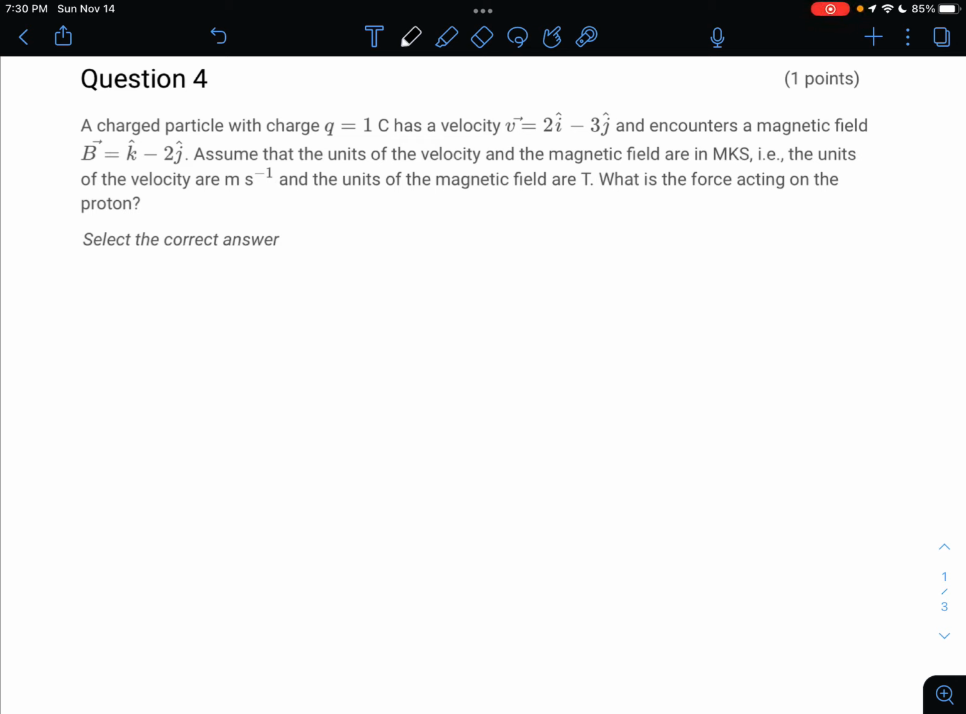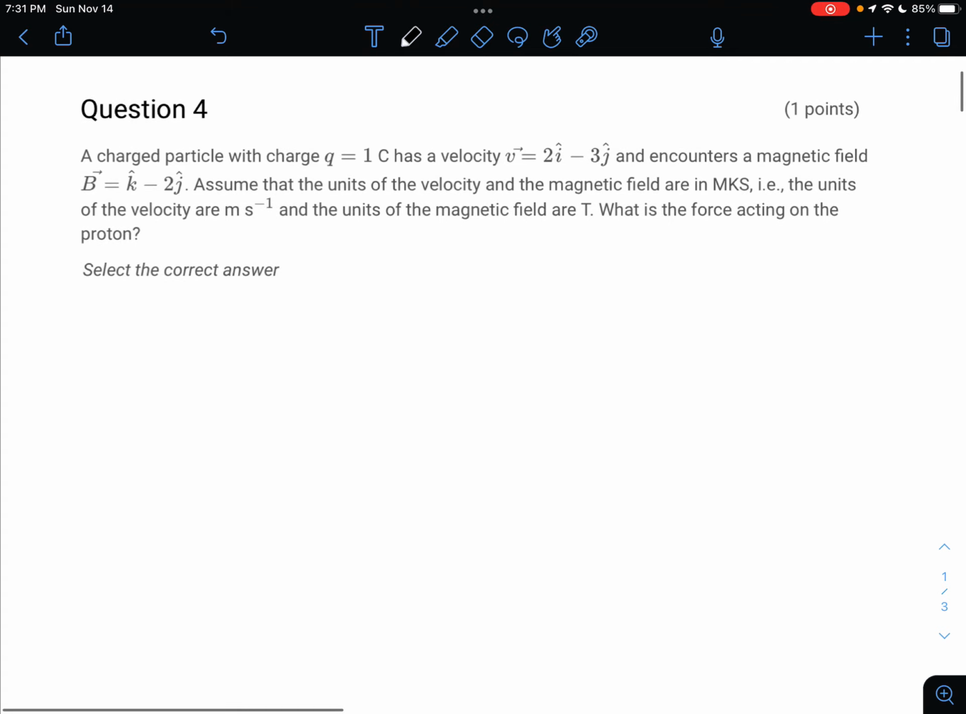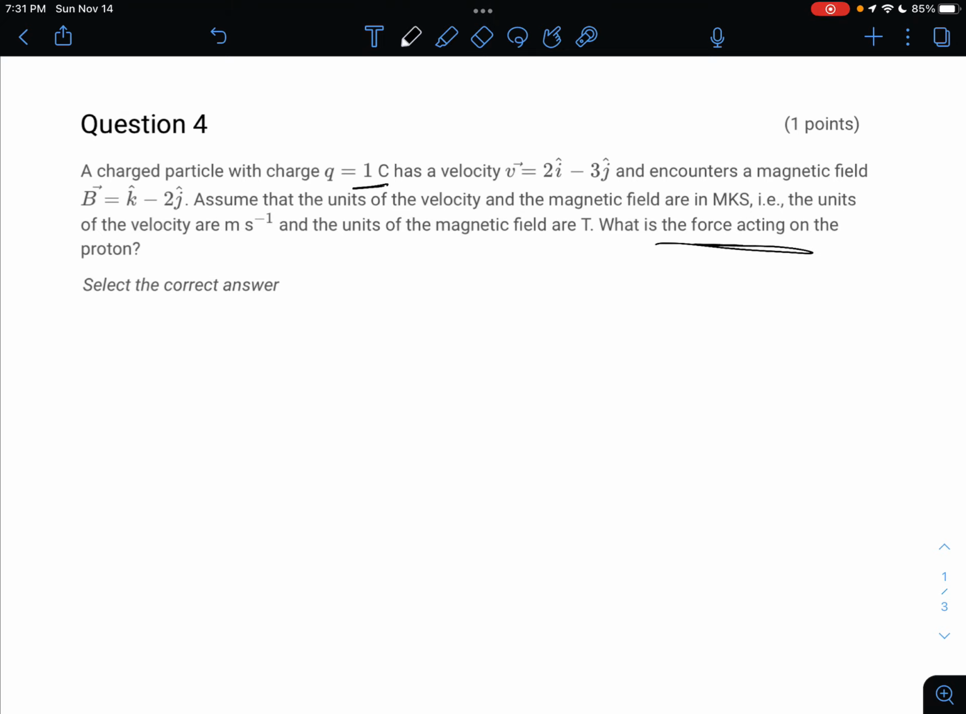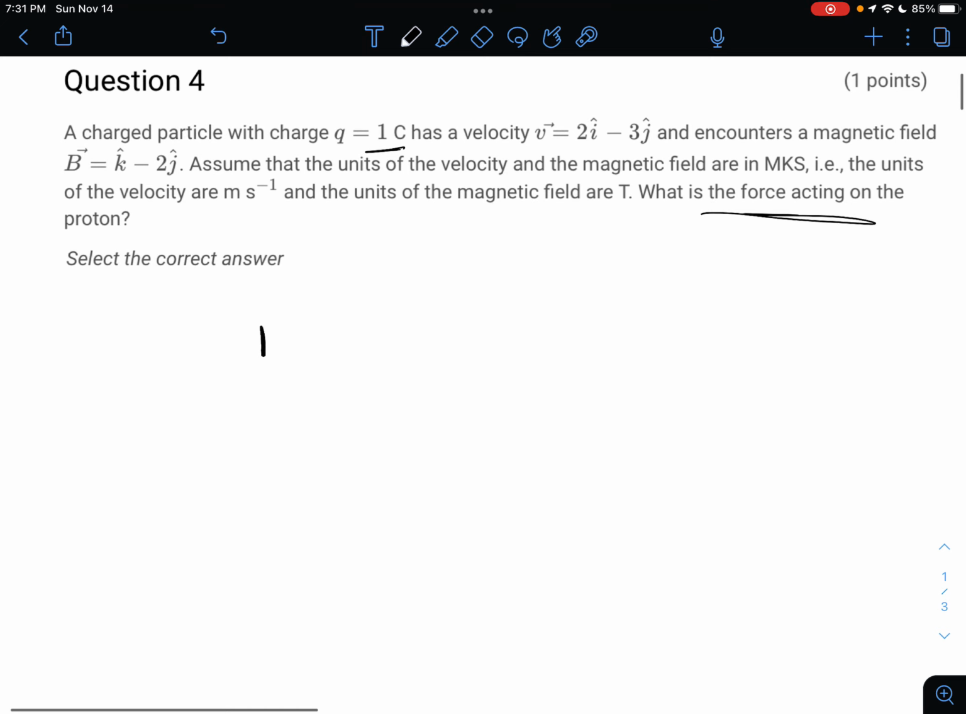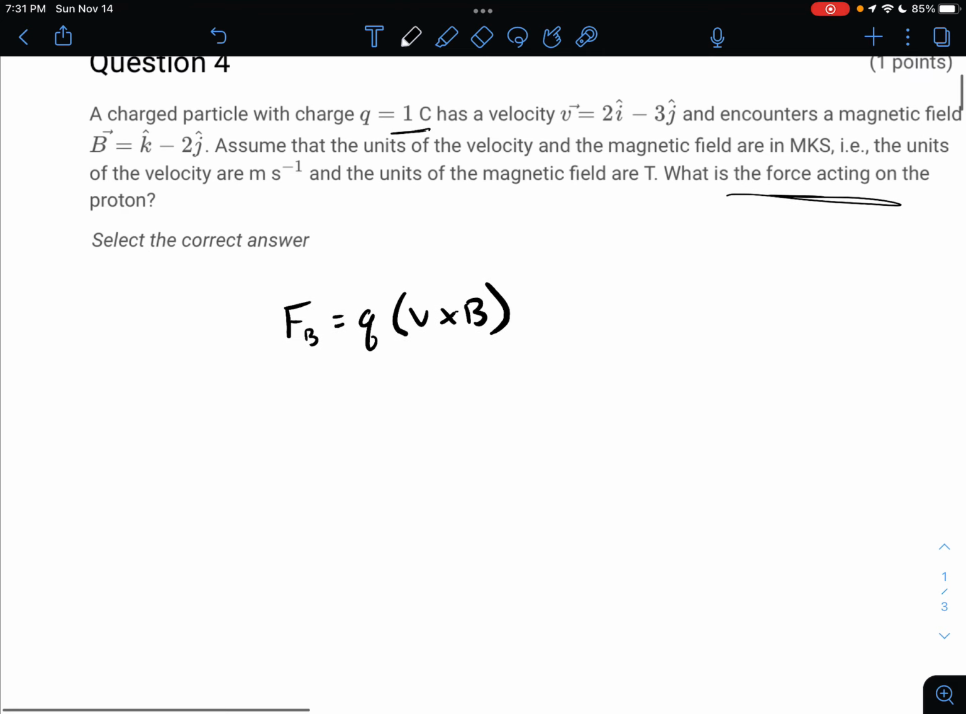Alrighty, y'all. Today we're taking a look at homework 4, question 4. In this one, you're just trying to take the cross product of the vectors to get the force acting on the proton, right? The charge. So our equation for the force from a magnetic field is Q times V cross B, right?